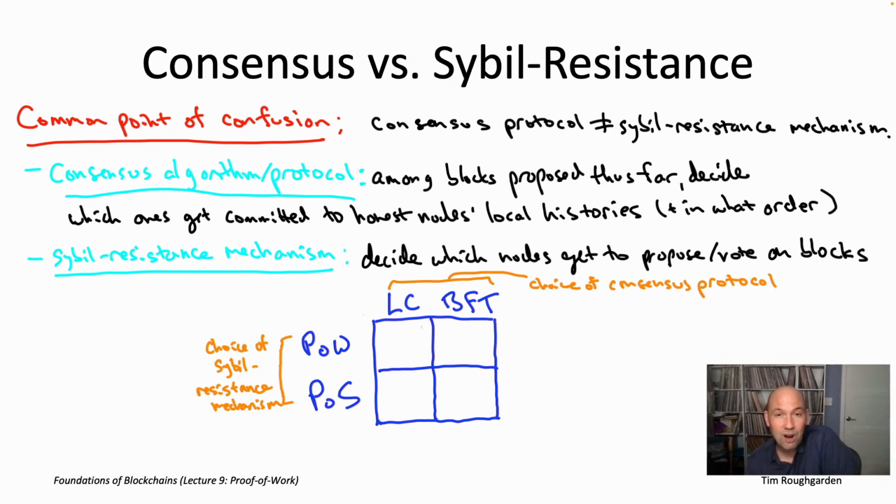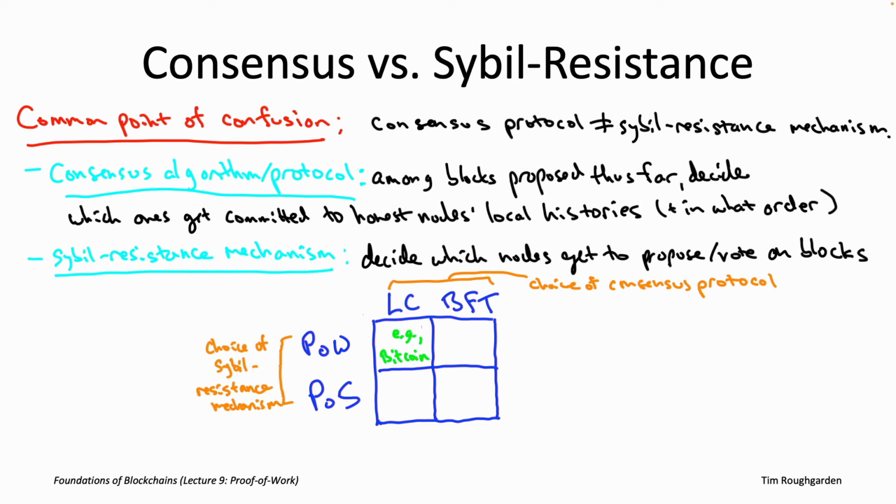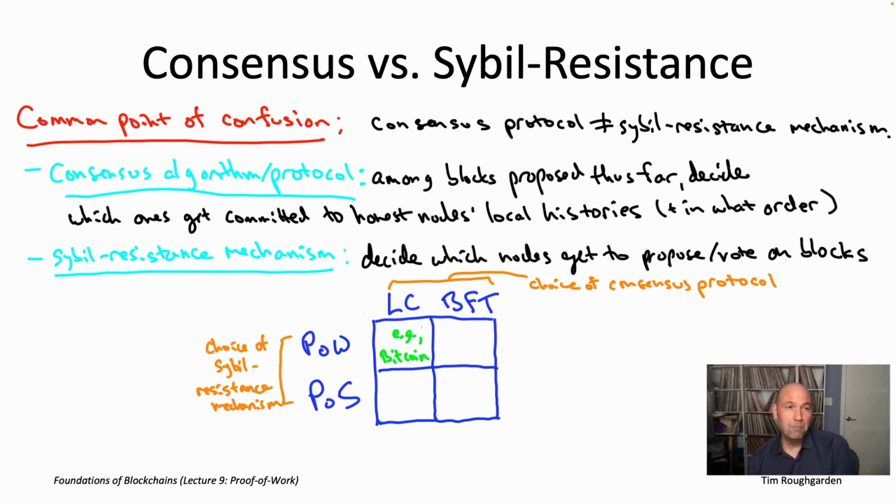So as a concrete example, we could start with the upper left corner, and the canonical example of a proof of work longest chain protocol would be the original blockchain protocol, namely Bitcoin. As I've said before, I view these as the two biggest ideas in Nakamoto's white paper and in the Bitcoin protocol, the use of longest chain consensus and the use of proof of work for Sybil-Resistance. You do sometimes hear that combination of proof of work plus longest chain, this upper left quadrant, referred to as Nakamoto consensus. In addition to Bitcoin, the original version of Ethereum also was in this quadrant. It used proof of work Sybil-Resistance and longest chain consensus.